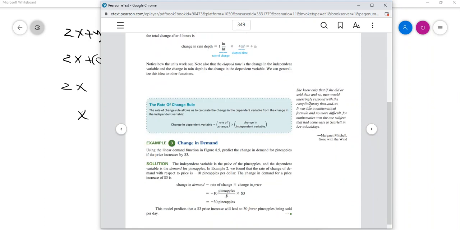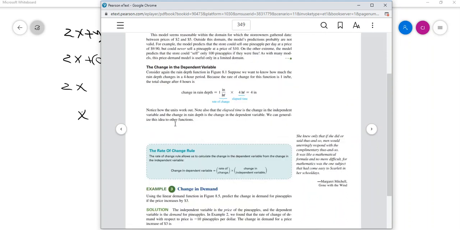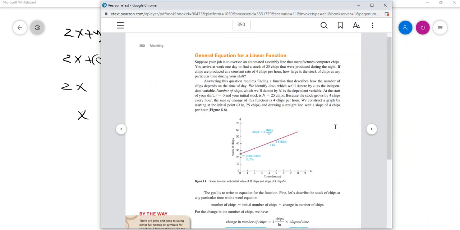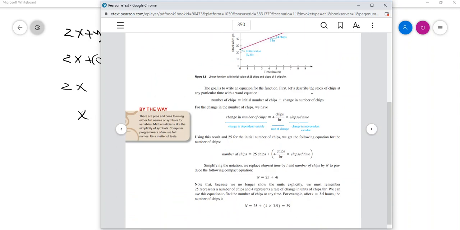We've done slope. Okay, we're going to keep moving here. Rate of change: change in the dependent variable equals rate of change times change in the independent variable. So they're basically saying that as we move 1 unit in the x direction, we have slope units of change in the y direction. That's our rate of change rule, how we're going to talk about it in statistics. So you don't have to remember that formula for anything. General equation of a linear function, again, we're not going to look at that.